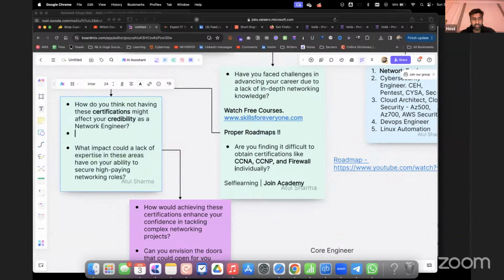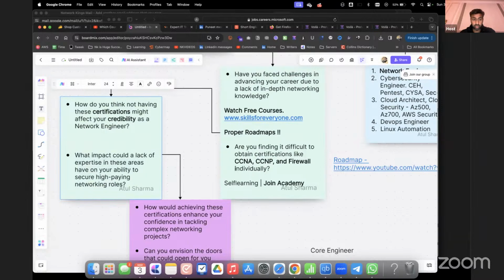How do you think not having these certifications might affect your credibility? Obviously, how many percent would you think? At least 50%, right? If you do not have certifications, but you only have good knowledge, there is a 50% chance that you will not be selected. How many percent do you think, guys? If you learn things very well, but your interviews are not getting arranged, you are applying for jobs but still not getting calls, then how much percentage do you think certifications are important? Type in the chat 50, 75, or 100%. Choose from this.